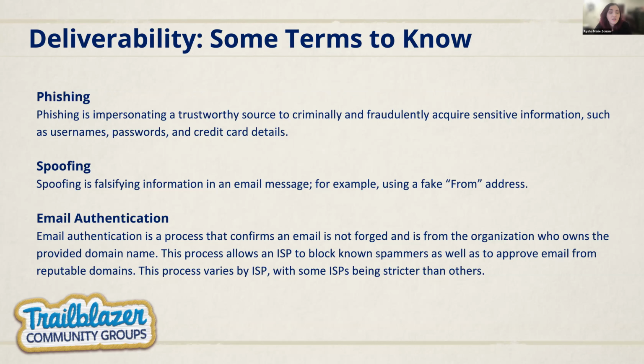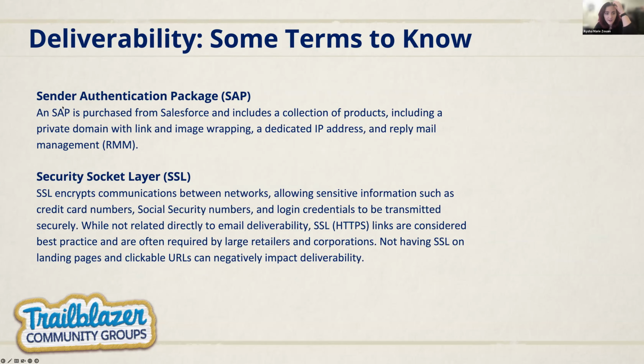Then you have email authentication. That is a process that confirms an email is not forged and is from the organization who owns the provided domain name. So, all of this stuff, lots of acronyms. Just make sure you know that you don't want your email to not have been authenticated. The process varies, so some of them are stricter than others. Then you have the Sender Authentication Package, what we talked about earlier, and Secure Sockets Layer. So I am not a deliverability person. I'm your typical email geeky developer person. I just know Secure Sockets Layer there.